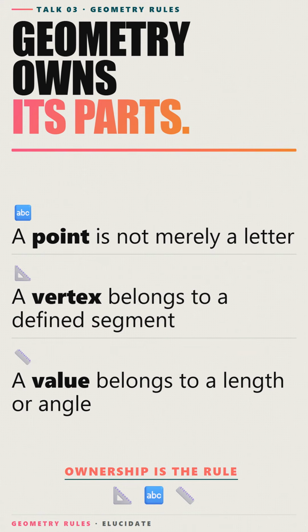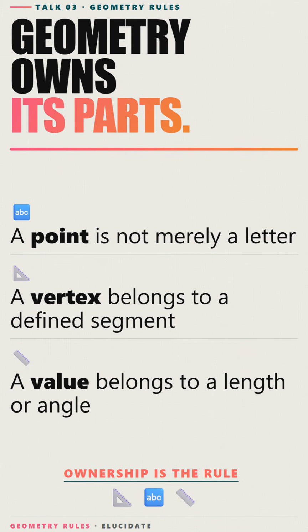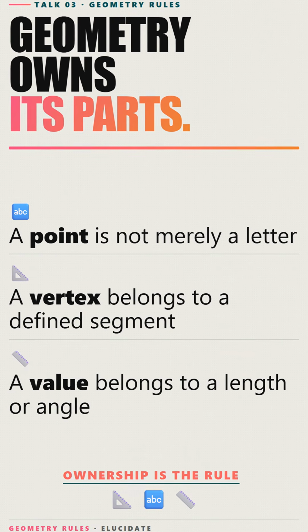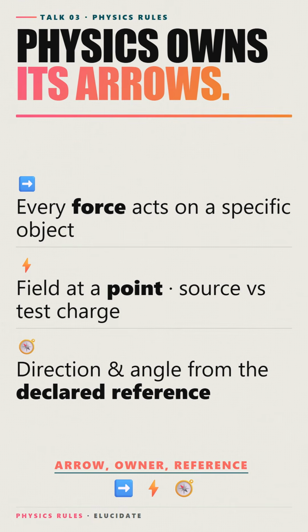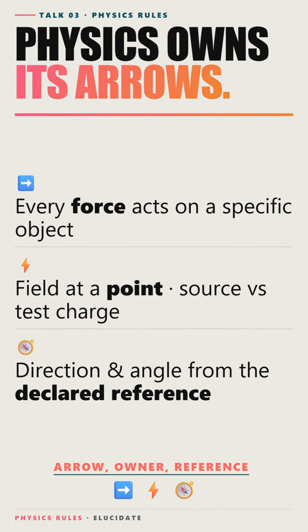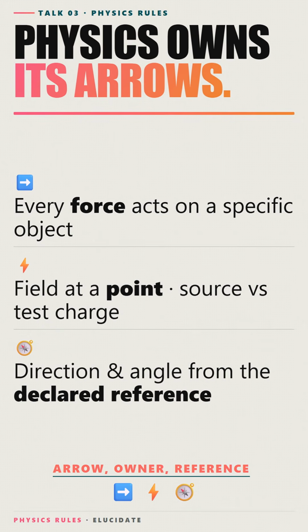In geometry, a point is not merely a letter. A vertex belongs to a defined segment. An angle occupies a specific region between two rays. A value belongs to a particular length, angle, or relationship.